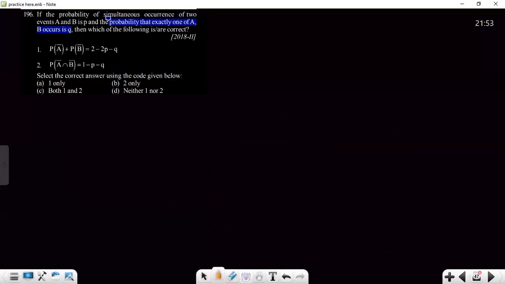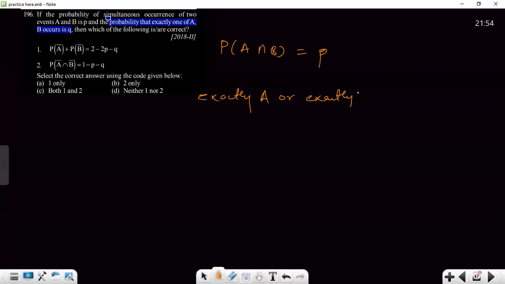The next question is: if the probability of simultaneous occurrence of two events A and B is P, and the probability that exactly one of A or B occurs is Q, which one of the following is or are correct? It would be better if I write it like this: exactly A or exactly B occurs.